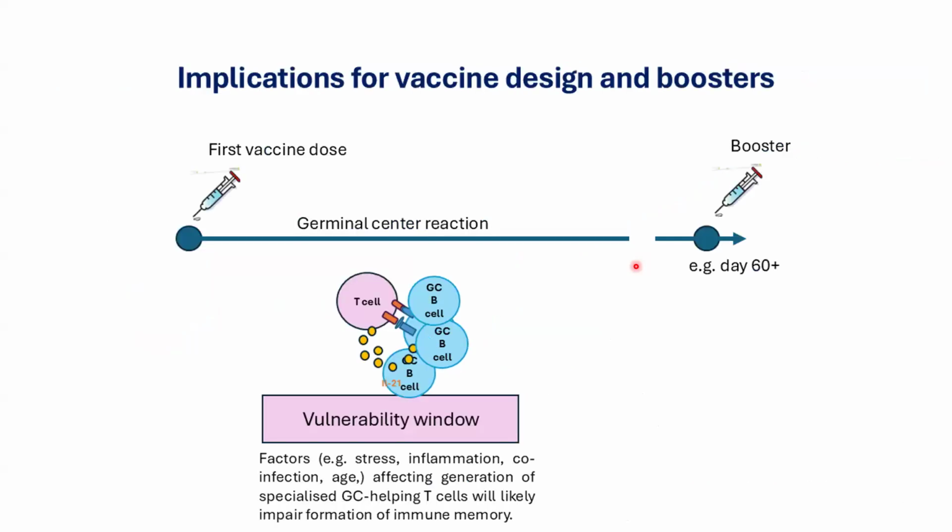I think it shows that there is a vulnerability window in the germinal center reaction, so that if TFH cells are disrupted by whatever means during this peak of the germinal center, then that can have implications for recall responses. We know that factors such as stress, inflammation, co-infection, and aging can all affect TFH cells and divert them away from that TFH pathway. And so this is likely to have impacts in the formation of immune memory.